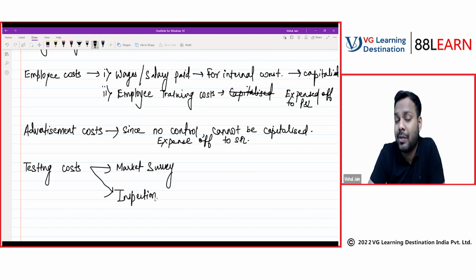It is in the nature of market survey. There are no economic benefits from that. Yes, definitely the cost can be measured reliably, but there are no economic benefits from that. Okay. Now coming to inspection. What is the meaning of inspection? Let's suppose there are machines.